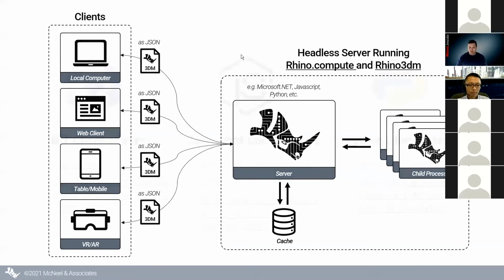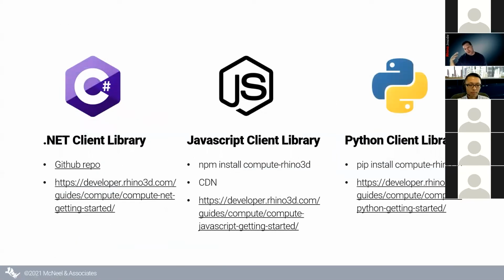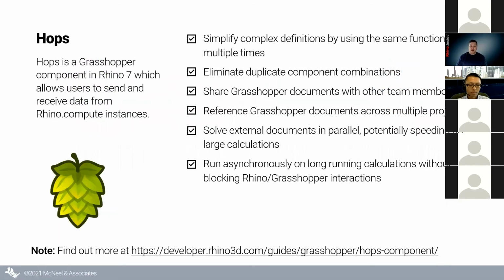So that's sort of the Rhino.compute side. And like I said, from an open source perspective and how you would set up some of these servers, there are libraries that allow you to set up a .NET or a JavaScript or a Python client library, which we'll talk about a little bit later. Hops is an individual component that you can download from the package manager, which essentially allows you to make these API calls to Rhino.compute. So hopefully that makes sense.